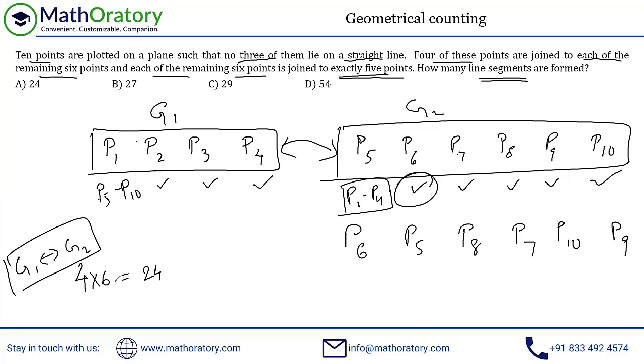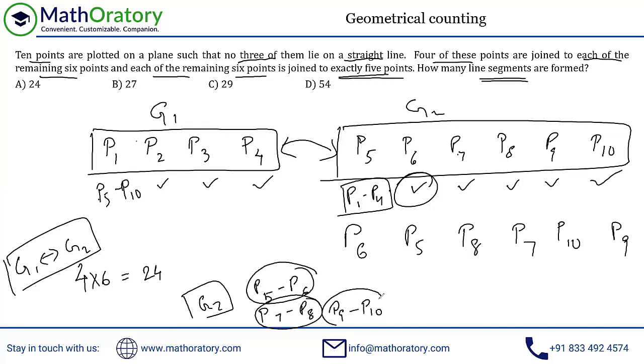It is also mentioned that inside G2 itself, there are certain connections. Inside the group G1, there is no connection between the points, so P1, P2, P3, P4 are not connected to each other. But inside G2, there are some connections remaining. We have a connection of P5 and P6, P7 and P8, and P9 and P10. That's a total of 3 more connections. So additionally to these 24 connections, we have 3 more, giving us a total of 27 line segments.